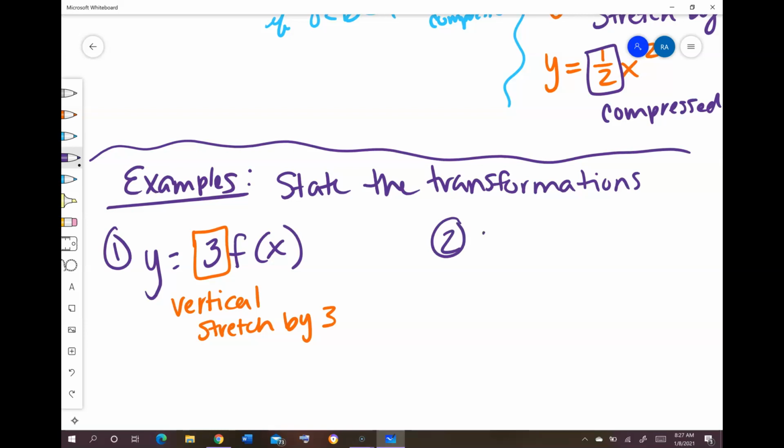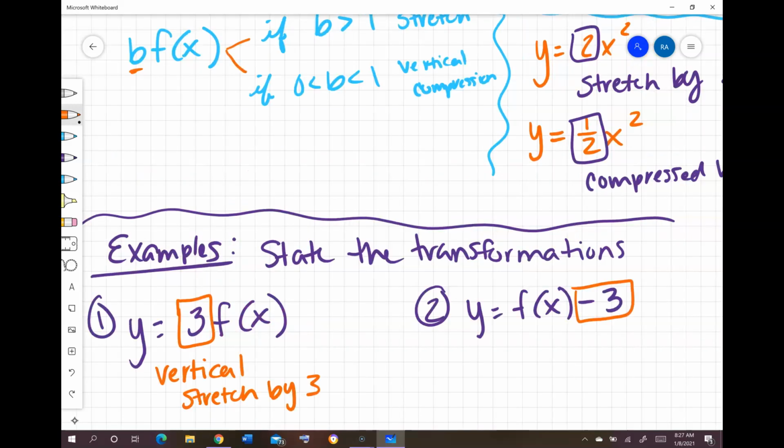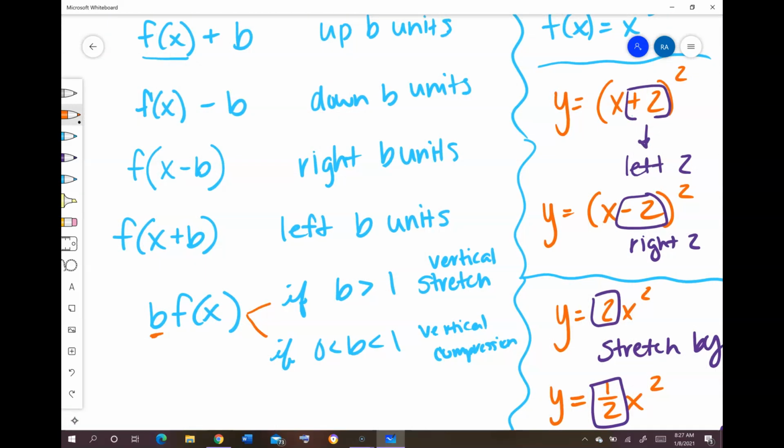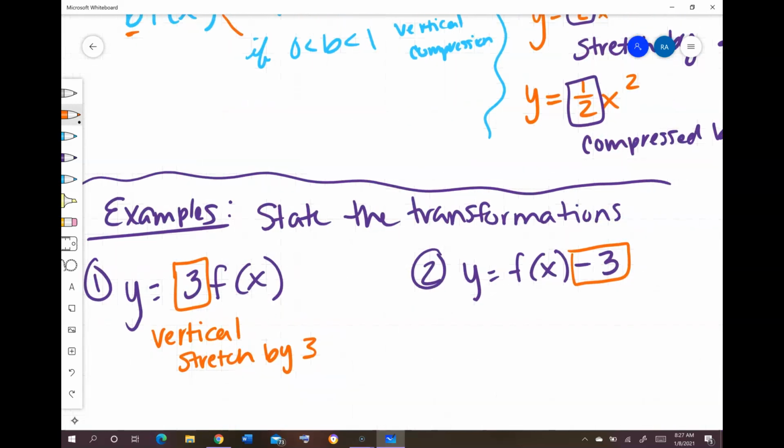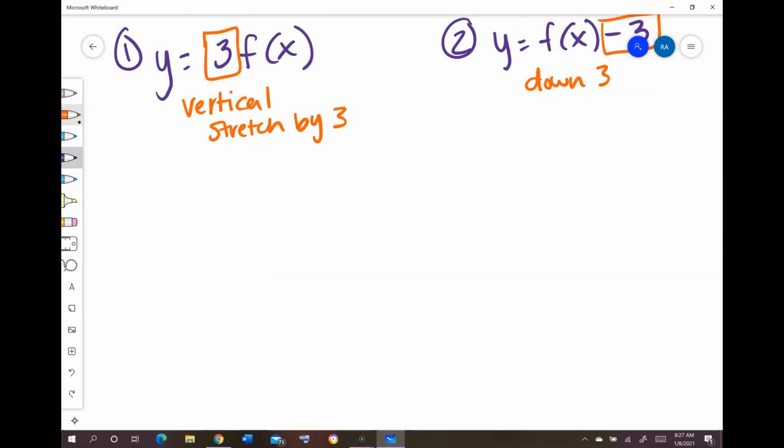All right, let's do another one. What if I say y equals f of x minus 3? Okay? So you just highlight what's new. What's new is the minus 3. I come up here. A minus on the outside means down that many units. So I went down 3 units. Okay?